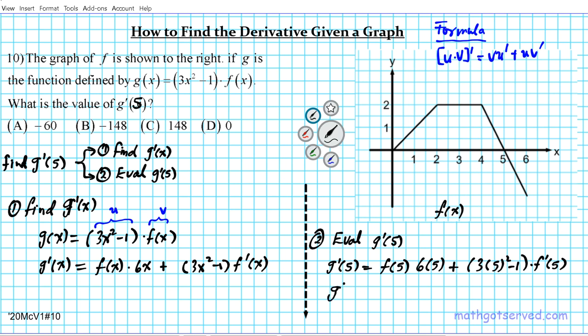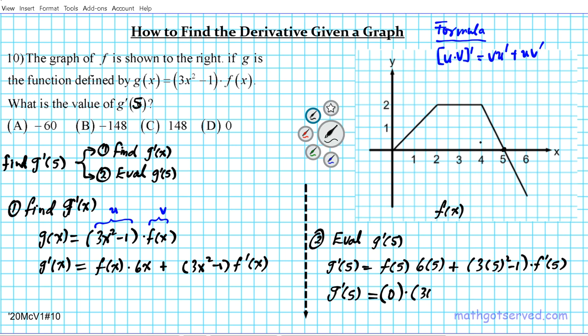So let's go ahead and do this. g prime of 5 is as follows. f of 5 just means evaluate the function at 5. So f of 5 is 0, as you can see here. If your input is x on the graph, then your output is going to be 0. So f of 5 is 0. 6 times 5 is 30. Doesn't really matter because it's going to go away anyway.